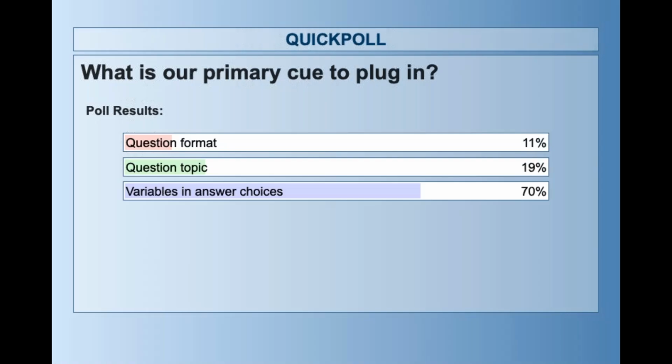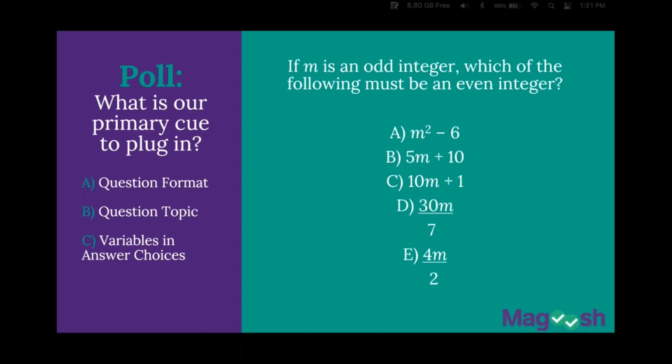Awesome. So more people on variables in the answer choices this time. That is good. And maybe we'll start to recognize the pattern here. Less people on format and some people on topic. And I agree with this breakdown here. There's maybe a little indication in the topic we're dealing with, integer properties, and those tend to be good questions to plug in again. But our number one cue here is we see those variables in the answer choices.